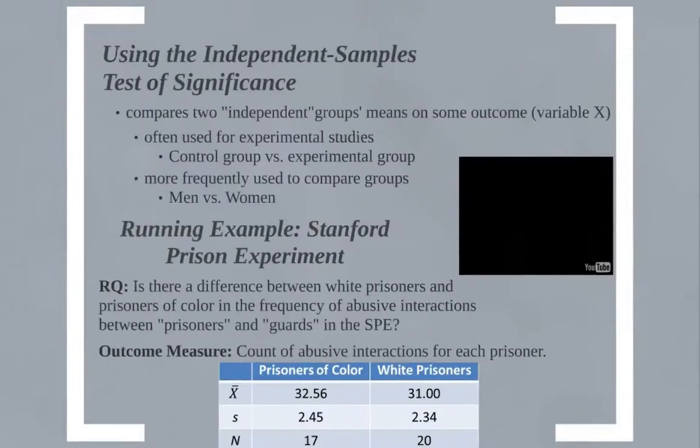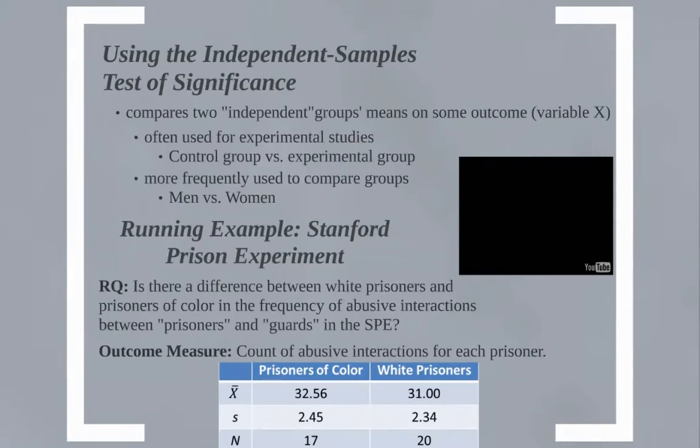So that is one of the famous experiments by Philip Zimbardo, the Stanford Prison Experiment. And this can give us some insight potentially into the behavior of guards and prisoners. And so one of the questions that this may raise, so this brings us to our research question again, do guards potentially treat prisoners differently depending on their race? Maybe they treat prisoners of color differently than they treat white prisoners. So this is a question we can test.